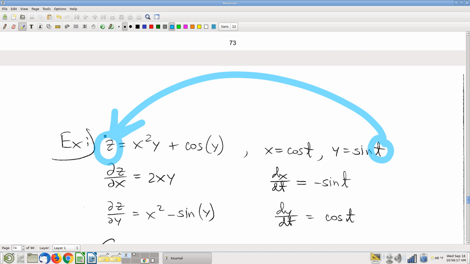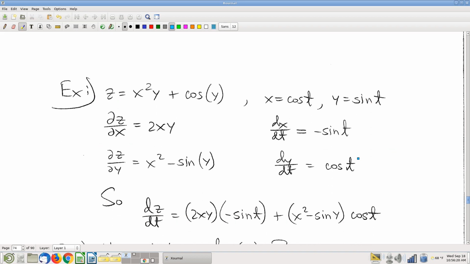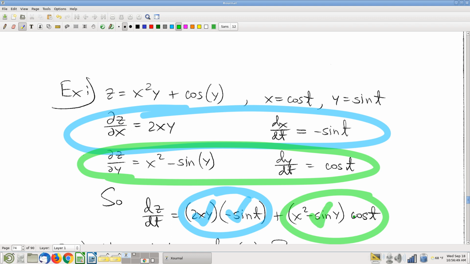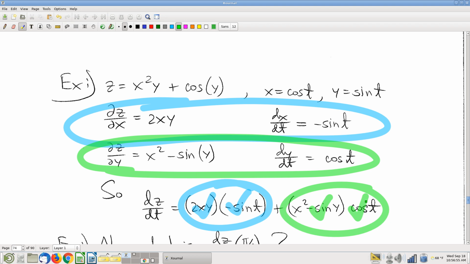Altogether, what's dz/dt? Copying just from the previous page, this overall derivative here, well, the first term is the term that is propagation through x. And it's just the product of those two factors. That's propagation through x. And then the second term is propagation through y. Again, those derivatives we've already computed. And so there you go. Everybody see how that's just an immediate application of the chain rule? Okay.